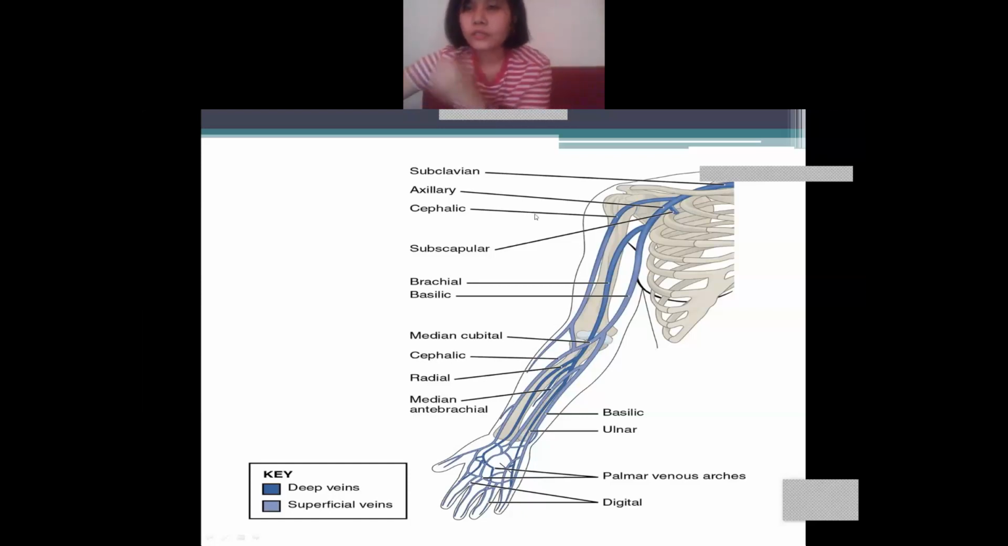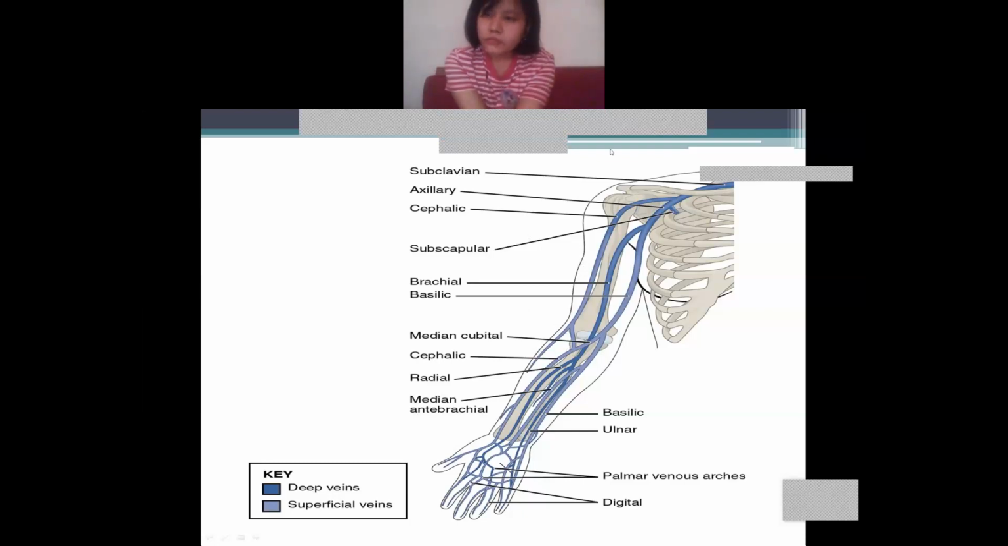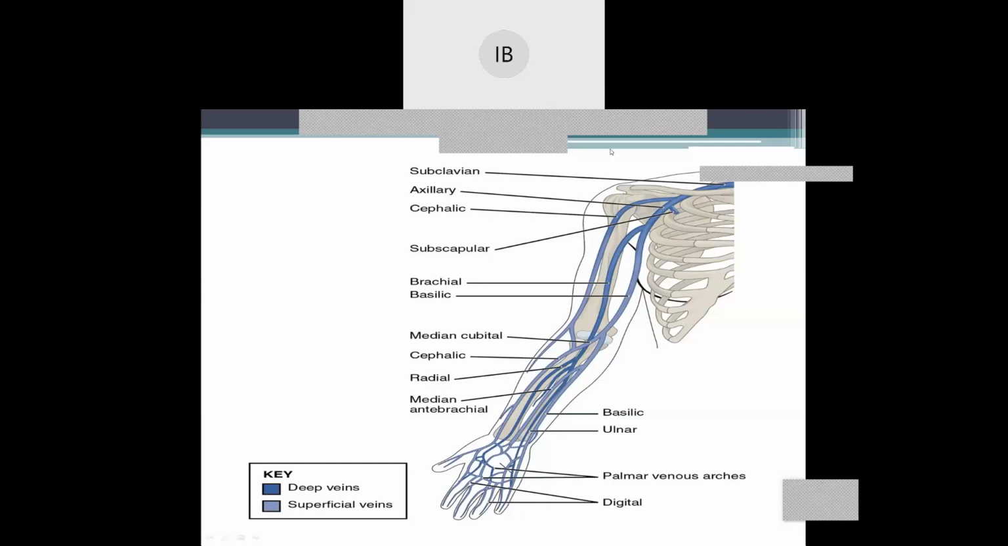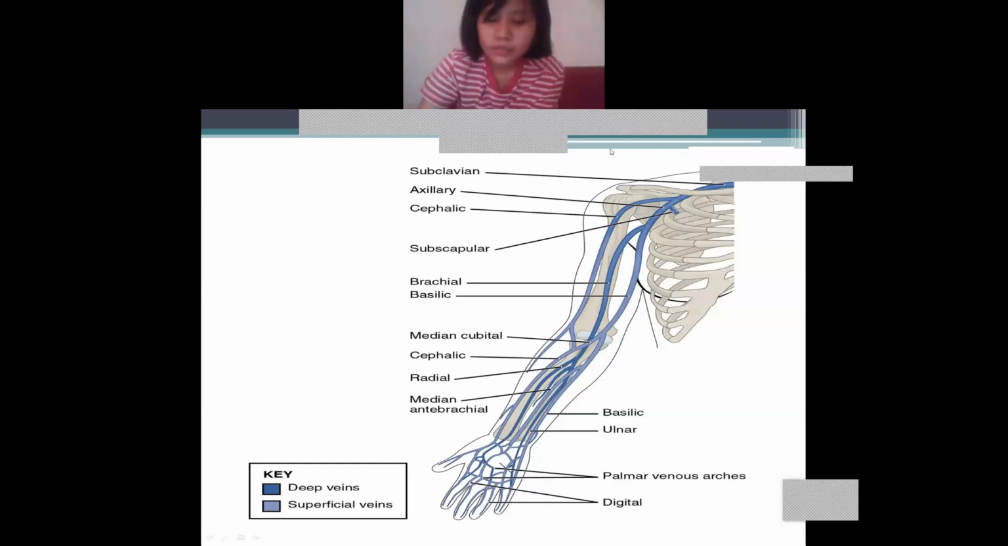Did you understand? Yes ma'am. Did you understand the difference between superficial and deep veins, everyone? See, where is this basilic vein? The basilic vein is here, and the basilic vein is a part of the superficial veins. The basilic veins lie at the backside of the hand in the ulnar aspect.